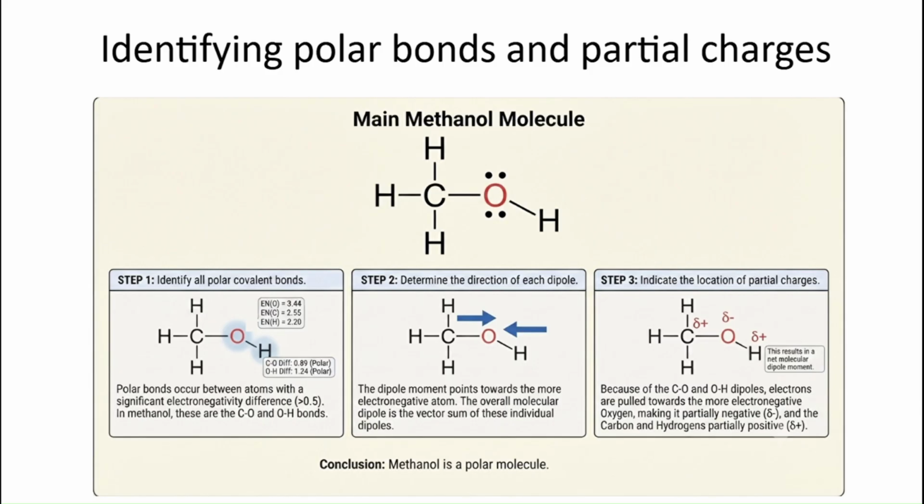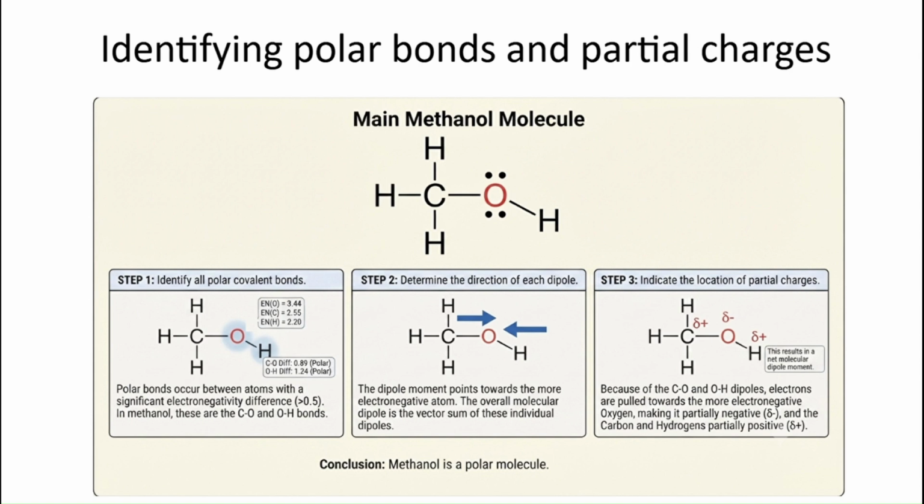The CO bond and the OH bond are both polar covalent bonds. Step 2. Determine the direction of each dipole. Now determine the direction of the inductive effects. Oxygen is more electronegative than C or H, so the inductive effects are shown by 2 blue arrows.